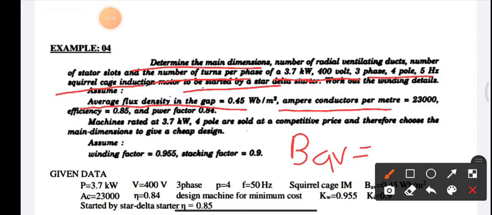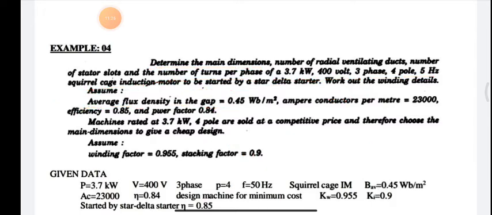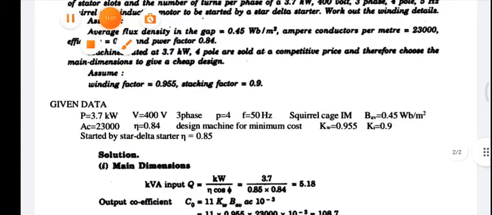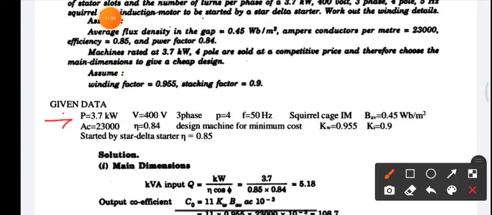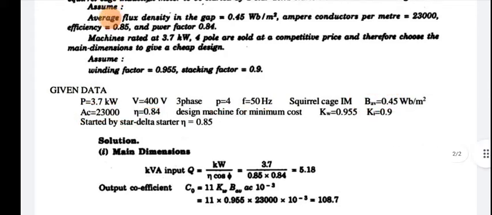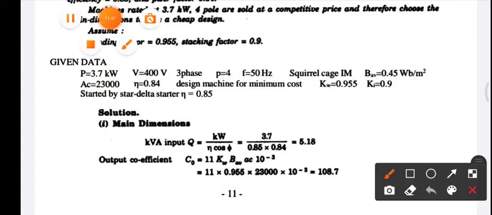Ampere conductors per meter is also given. This is nothing but AC. Okay, efficiency is also given and power factor is also given. So here, in the given data, you can see power is given 3.7 kilowatt, voltage, poles, frequency. Then BAV is given, that is our specific magnetic loading. AC is given, which is our specific electric loading. Efficiency is given, right?